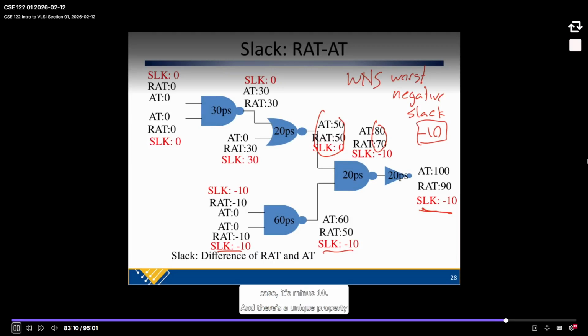In this case, it's minus 10. And there's a unique property that any point in the circuit that has a slack of minus 10 is on my critical path. So I don't have to trace over any paths. I did this forward traversal, this backward traversal, and I suddenly know everything that's critical. Right? I don't have to do a depth first search or anything and figure it out.